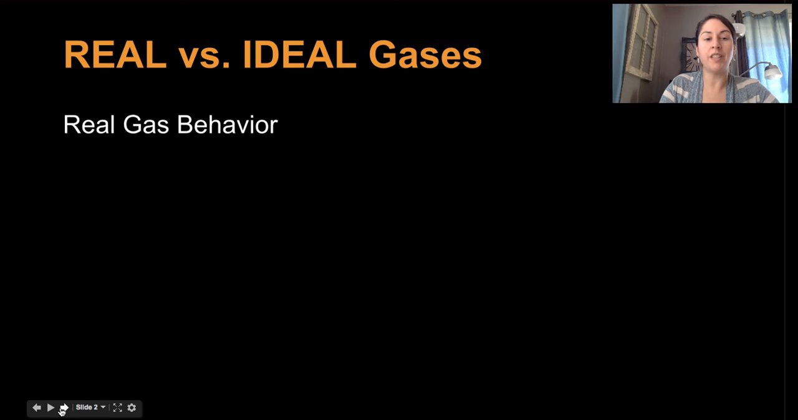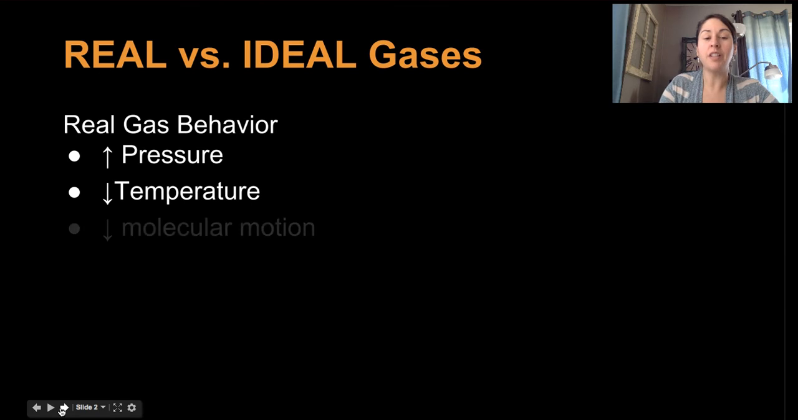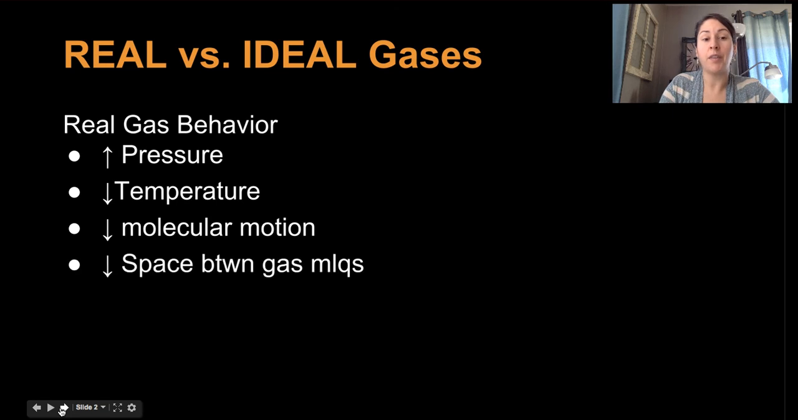And so what we see is that with real gases, they are going to have high pressure, and so these are pressurized gases, or they're things that maybe have been compressed. They have low temperatures. They are going to have a little bit slower molecular motion overall for a gas. So they're very fast still when we're considering solid, liquids and gases, but relative to an ideal gas, they're going to be quite a bit slower. And that's going to reduce the space between gas molecules. So we're really kind of squeezing these gas particles together.